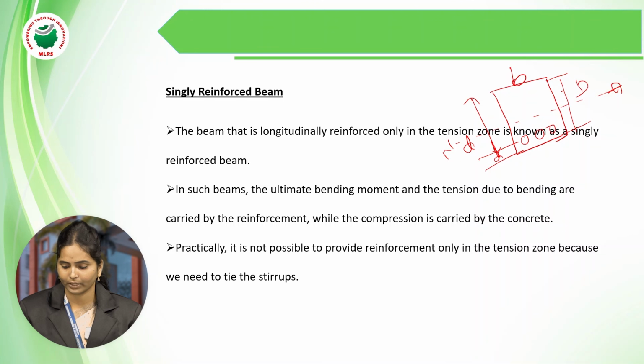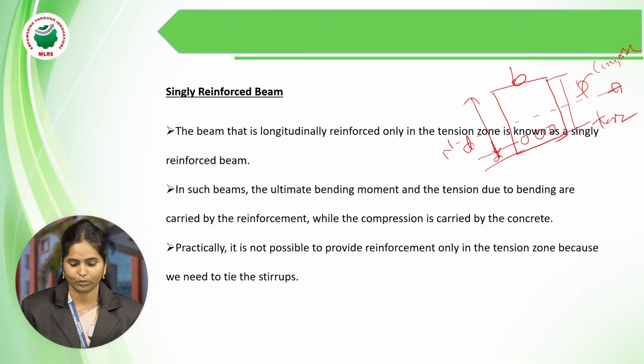Bars are provided, there is a neutral axis, above is the compression zone, below is the tension zone. So what is a singly reinforced beam? Bars are provided only in the tension zone, that is called a singly reinforced beam. In such beams, the ultimate bending moment and the tension due to bending are carried by the reinforcement, while the compression is carried by the concrete. Practically, it is not possible to provide reinforcement only in the tension zone because we need to tie the stirrups.